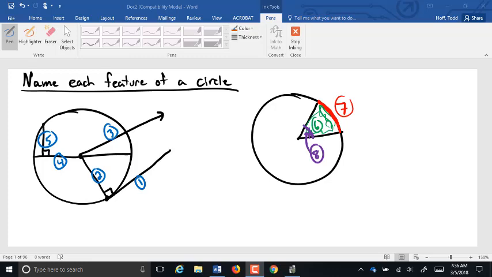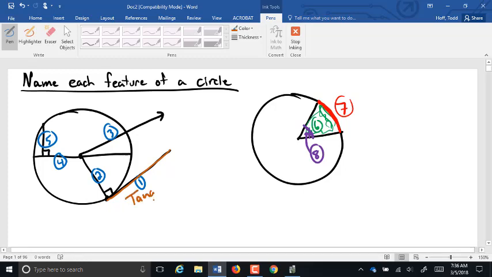Okay, so define or give the name of each of these features of the circle. Number one over here is a line that touches the circle in exactly one spot. Never enters it, but it does touch it. What's that called? Tangent. Number 2, what's that called? That is a radius.